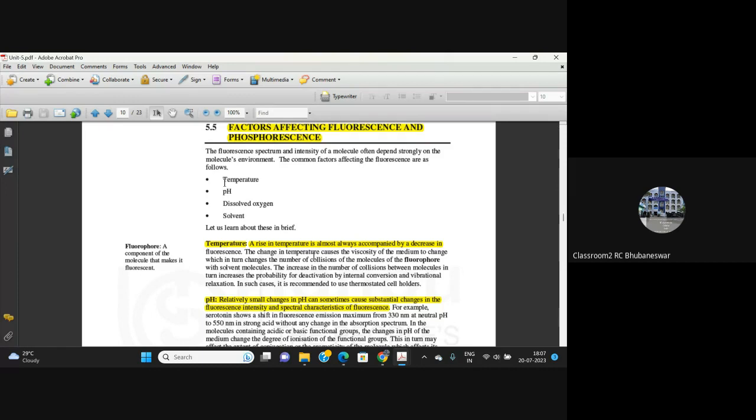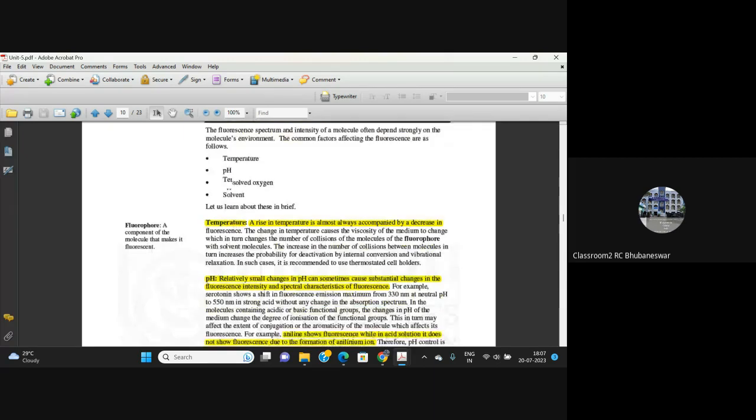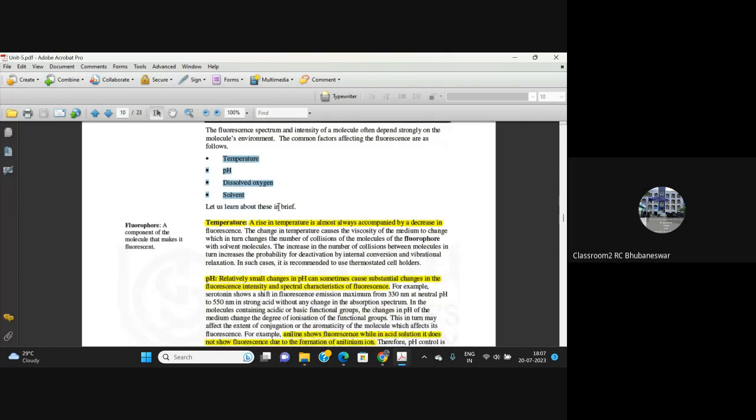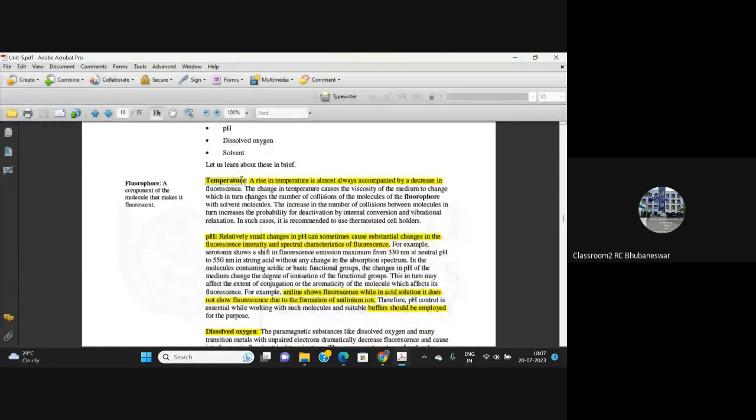Now coming to the factors that affect fluorescence or phosphorescence, by using your conscience or thinking process, logically you can find how these will affect your fluorescence or phosphorescence. If you are increasing the temperature, it is almost always accompanied by a decrease in fluorescence. Change in temperature causes change in viscosity of the medium, then collision among the molecules will be more. If collision is more among the molecules or with the solvent molecules, then some part of the energy is lost there. So you will obviously get less intense fluorescence.